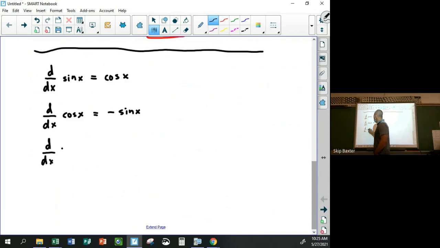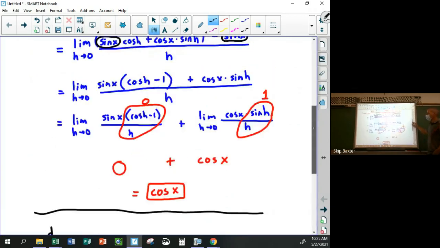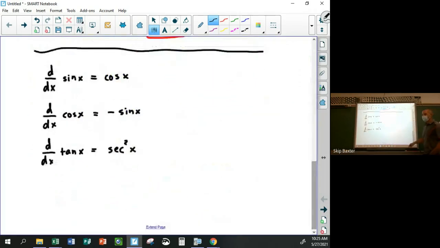Derivative of tangent x is secant squared x. And again, if you're wondering how this is, it goes back to this, actually. It's this thing again, with minor changes. Which, remember, with this notation, secant squared, this is really the same thing as secant x squared. This is just a different notation for the same thing.